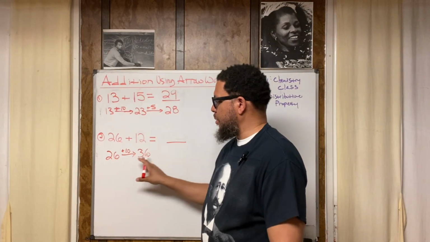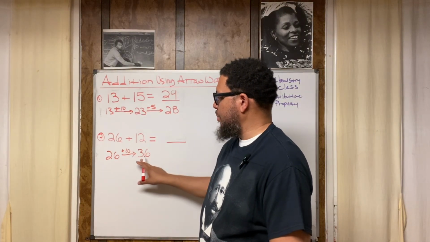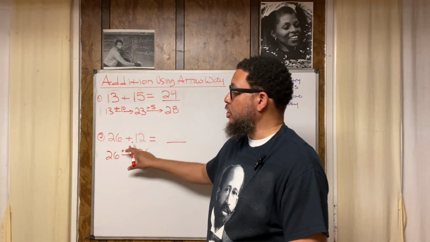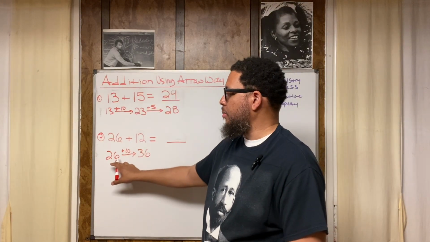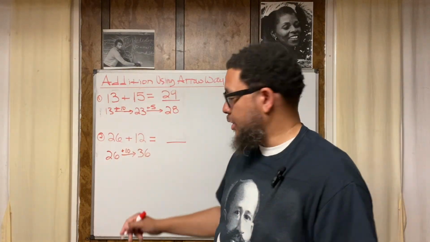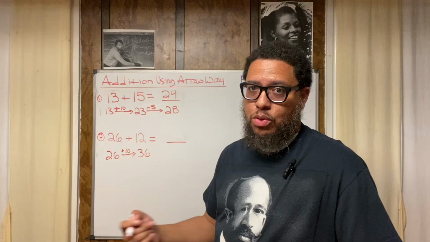Notice how the ones place number doesn't change, but the tens place number does change, right? Because there's a 1 in the tens place in 10, and there's a 0 in the ones place. That's why the number in the ones place does not change, because there's a 0 in the ones place in 10. So I'm basically adding nothing to the ones place.